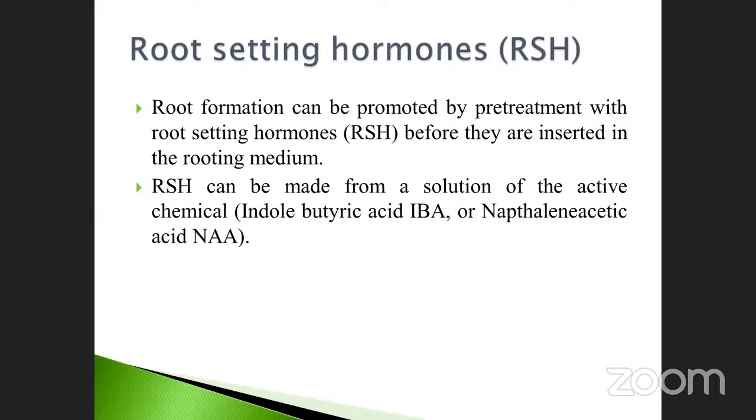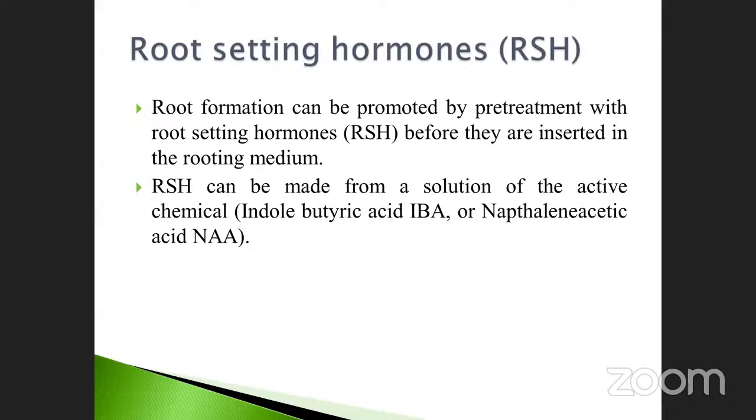Likewise, the second one is that RSH can be made from a solution of active chemicals. This one is called active chemicals. Already you know about phytohormones, mainly used for the growth of the plant, particularly in tissue culture, and we took examples of protoplast fusion and even E. coli. In commercial biotechnology they were also used.